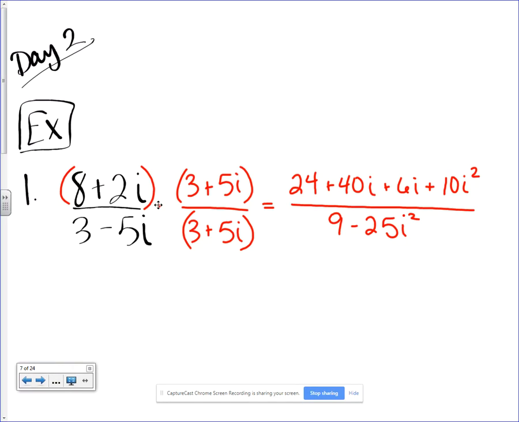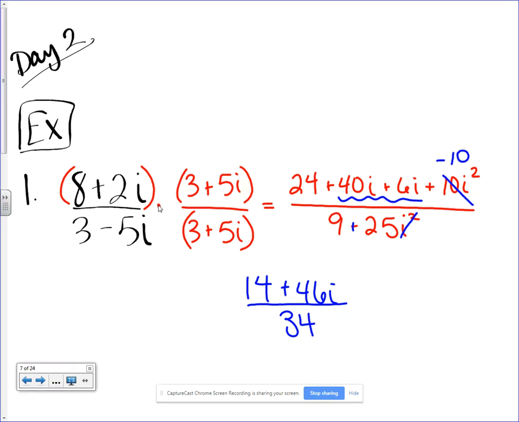What is i squared, folks? So this is really what? This is really negative 10. What can that be combined with? So that'll be 14. And how about these two going together? Okay. What's i squared down here? It'll now be a plus 25. So what is 9 plus 25?